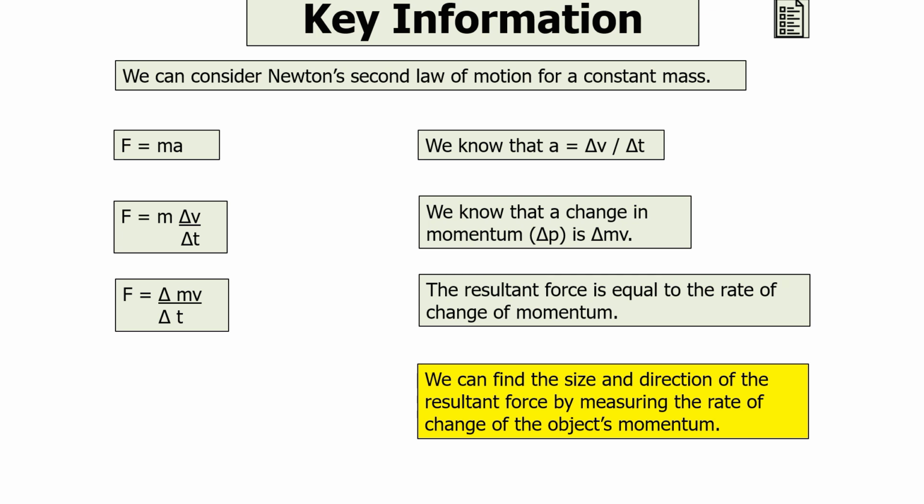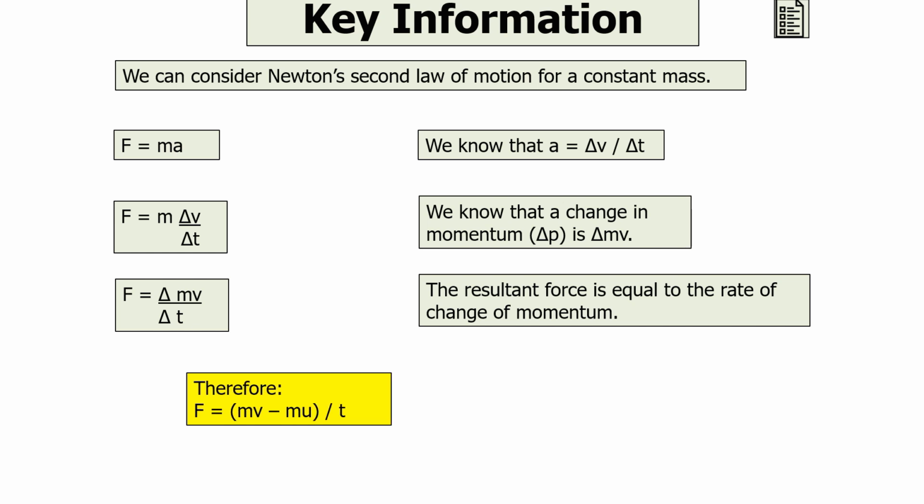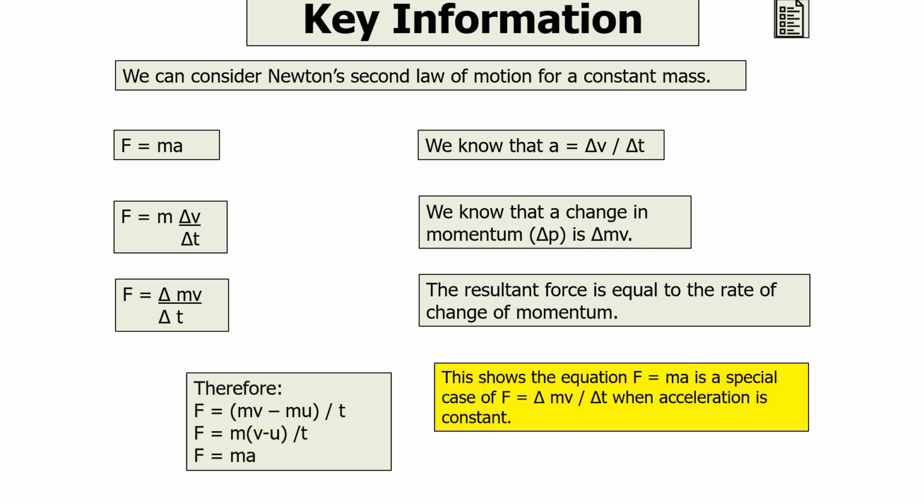the object's momentum. Now remember, the change of momentum is the final momentum minus the initial momentum, or mv minus mu. So we could write the equation to be F equals (mv minus mu) over t, or F equals m(v minus u) over t, which therefore simplifies out again to F equals ma. So this shows us that the equation F equals ma is a special case of F equals Δmv over Δt for when acceleration is constant.